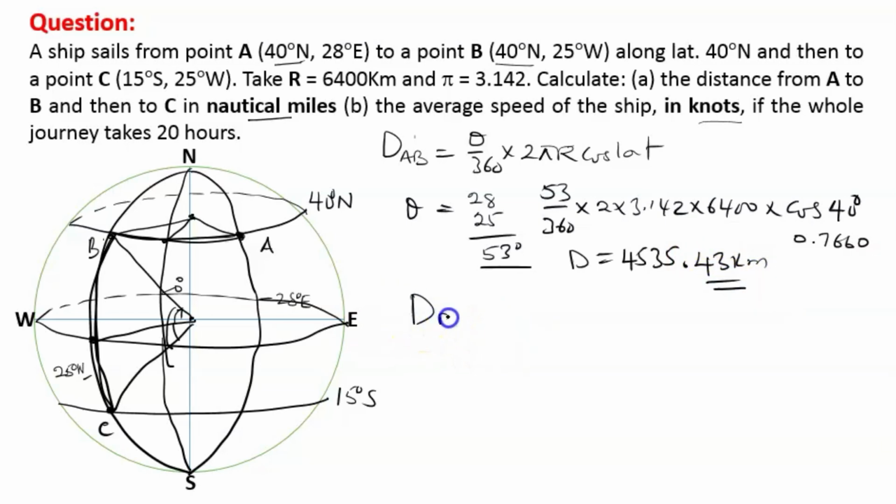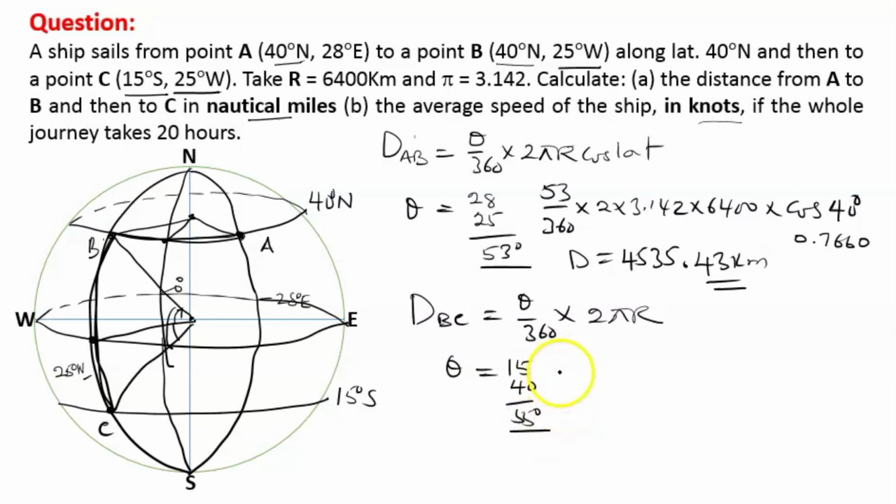So let's now do distance B to C. Distance B to C is going to give us theta again over 360, because it's along the great circle. So it's just going to be this. We have to find our latitude difference. Latitude difference is going to be the difference between the latitude of C and that of B. You can see that they have the common longitude, but their latitude for B is 40 degrees north and for C is 15 degrees south. They have different directions, so we are going to add them. So we have 15 added to 40, of course that's going to be 55 degrees.